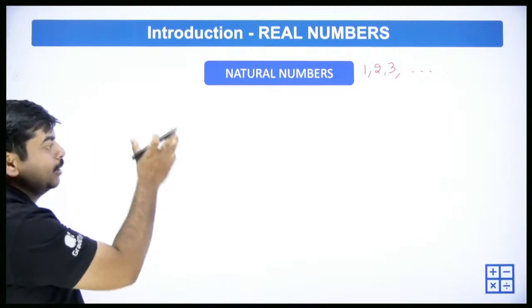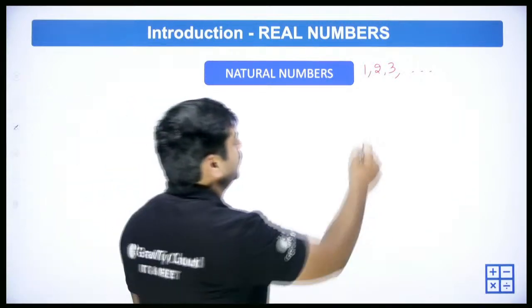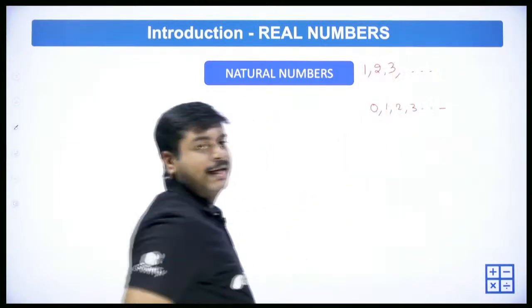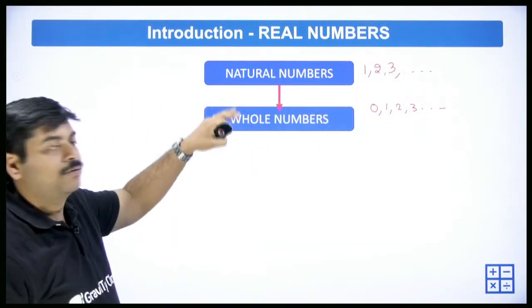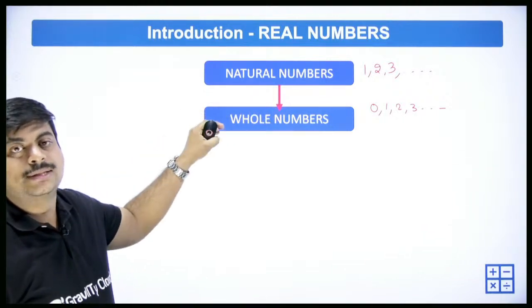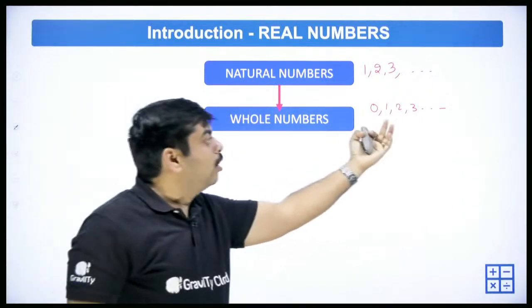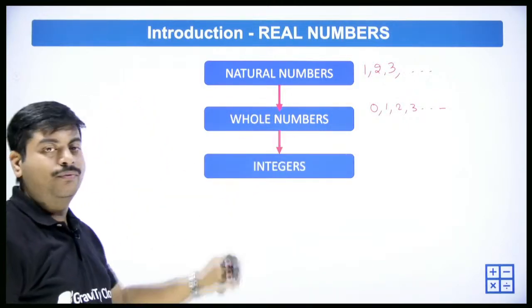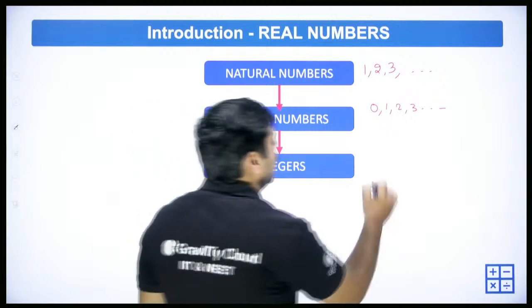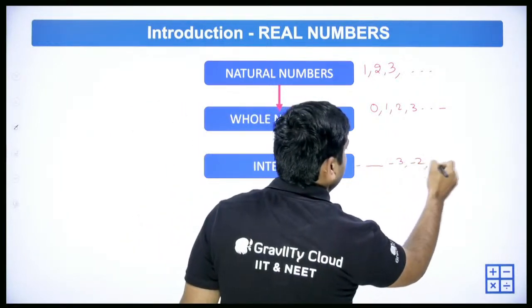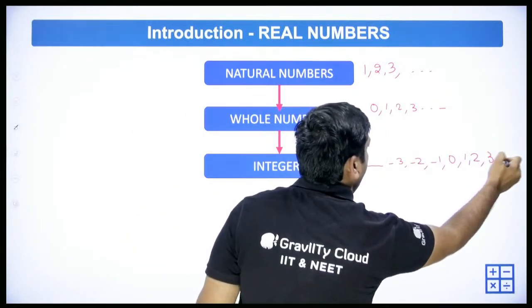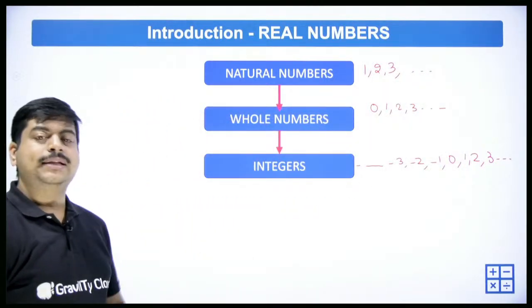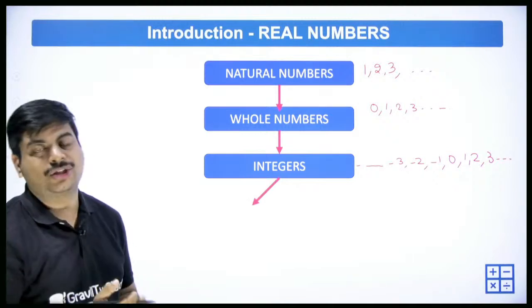Next, from natural numbers, just add one more element, 0, and we will be getting whole numbers from there. When you add all the negative numbers as well, we get integers. Right? Integers like minus 3, minus 2, minus 1, 0, 1, 2, 3. All these are integers. Correct? From integers, we learned what are rational numbers.